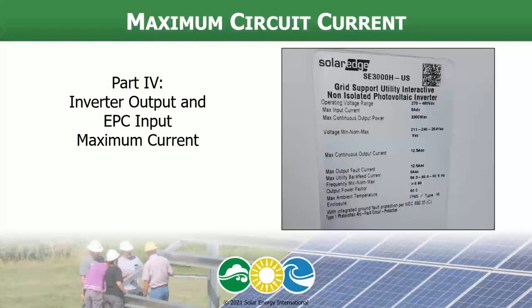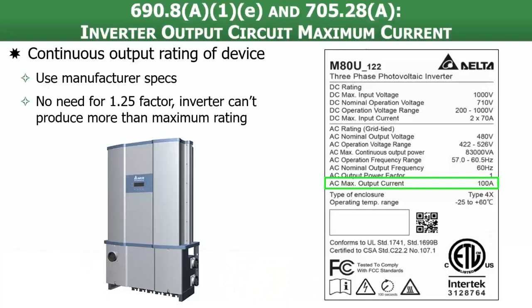Well, welcome to our fourth and final part of this presentation on maximum circuit current. And in this part, we're going to talk in a little bit more detail about inverter output and EPC input maximum circuit current. So starting off with inverter output circuit maximum current, the NEC 690.8(A)(1)(E) and 705.28(A) tell us that we need to use the continuous output rating of the device, in this case, to determine maximum circuit current.